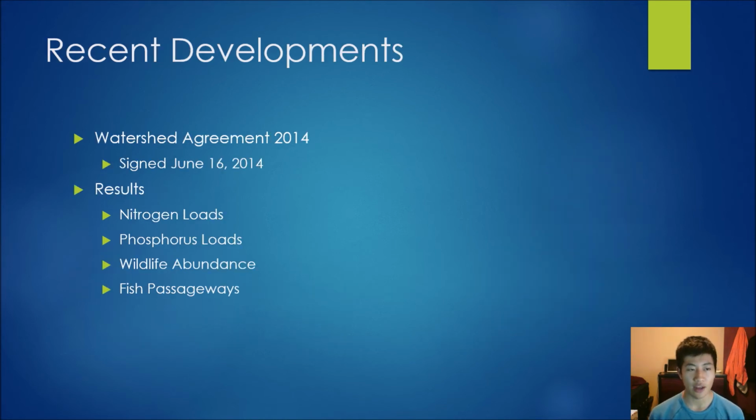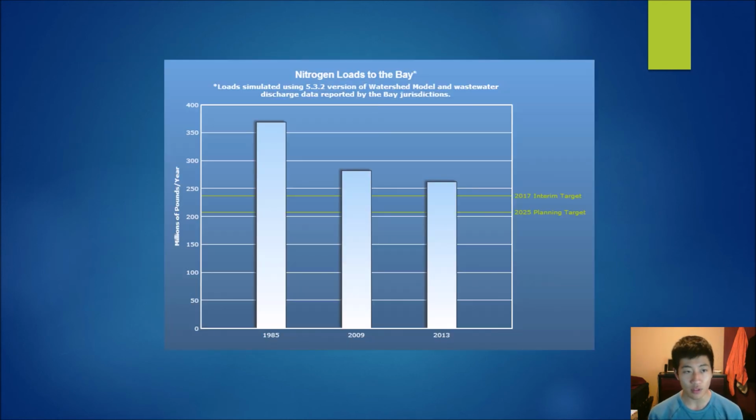More recently, as you might realize, the Chesapeake 2000 agreement has become outdated as it ended in 2010. The most recent agreement has been the Watershed Agreement of 2014, which is the most recent one since the Chesapeake 2000 agreement, and it was actually just signed this past June. Rather than covering it for the sake of time, I'm going to cover some of the results as to what the efforts have ended up with.